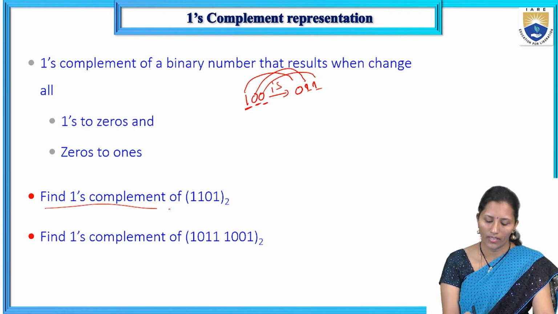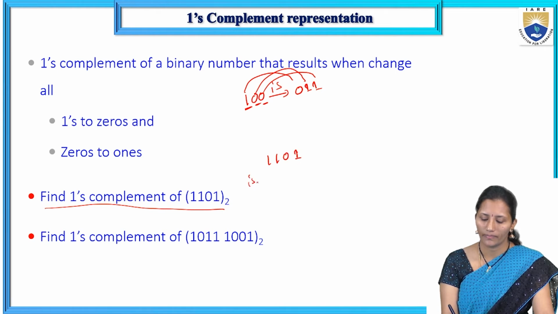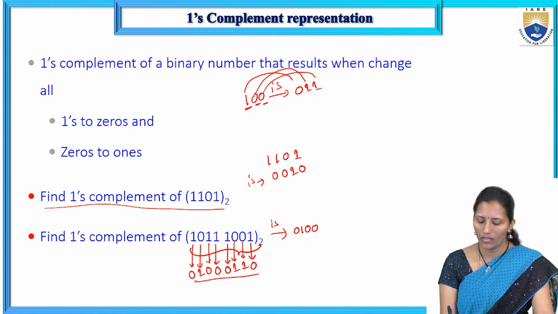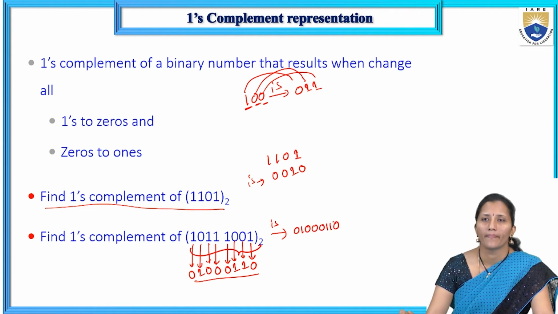Find the 1's complement of 1 1 0 1. The 1's complement is: 1 becomes 0, 1 becomes 0, 0 becomes 1, 1 becomes 0, so 0 0 1 0. Okay. Now find the 1's complement of this number: 1 becomes 0, 0 becomes 1, 0 becomes 1, 1 becomes 0, and so on. So the 1's complement of this number is 0 1 0 0 0 1 1 0. Okay.